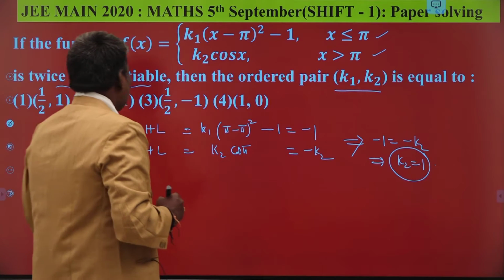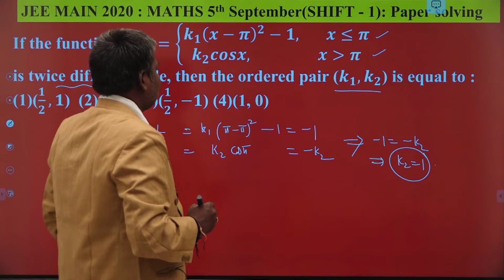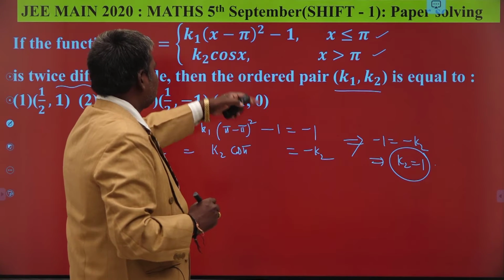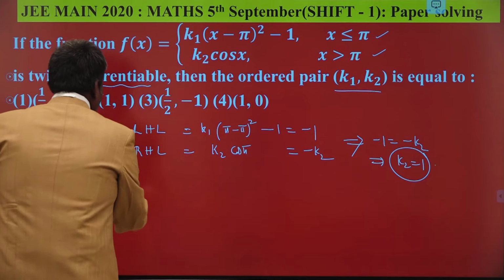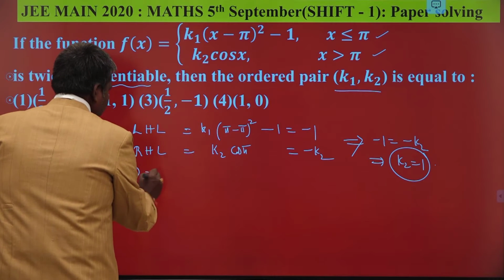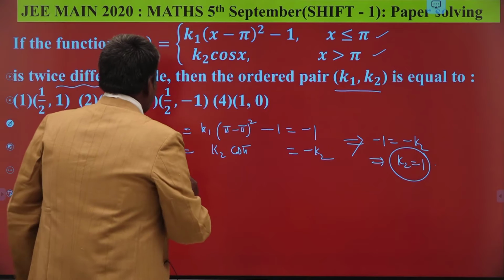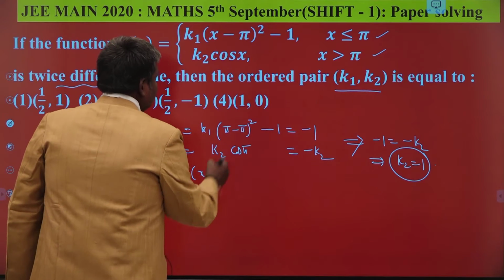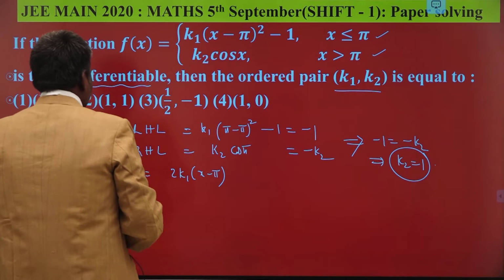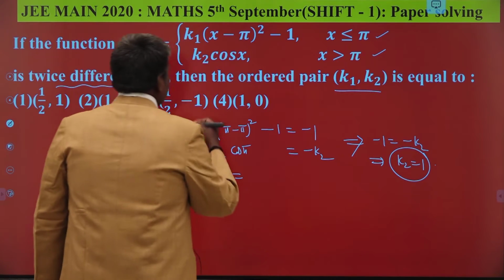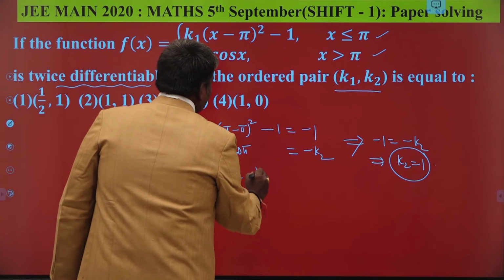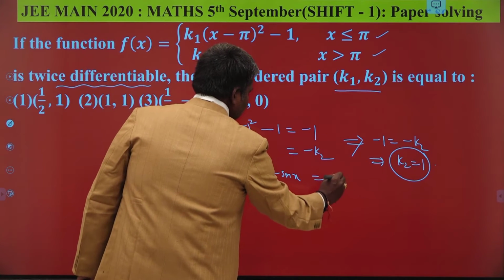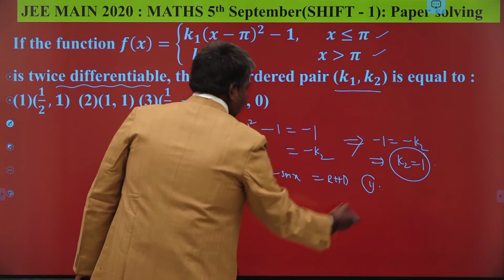K2 is 1. Now, we differentiate with respect to x to get the left hand derivative as well as the right hand derivative. Left hand derivative is equal to 2 times k1 into (x minus pi). The derivative of minus 1 is 0. That is equal to RHD. What is the right hand derivative? k2 times minus sin x. This is RHD, the first time differentiation.